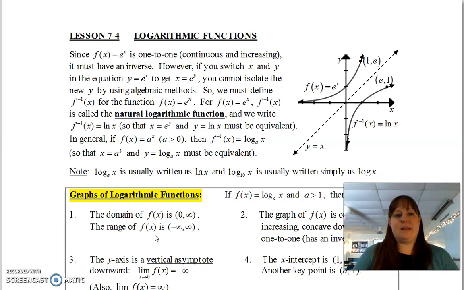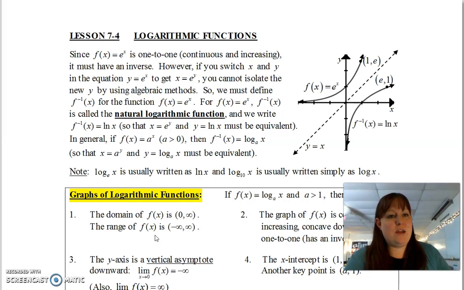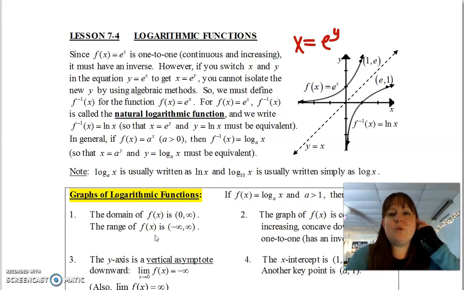So we're talking about logs today, and if you remember much about logs, they're basically the inverse of the exponential function. And so if you look at this first part of it, it says e to the x is 1 to 1, and so it has to have an inverse. But if we switch x and y in that equation, then we get x equals e to the y, and we really don't know how to solve for that. We really don't, up until now, have the tools to figure out what that actually is.